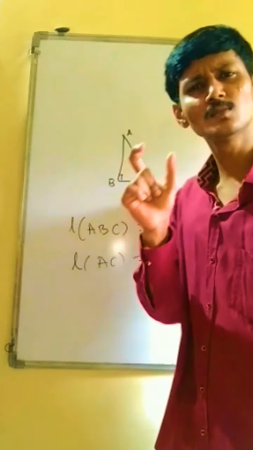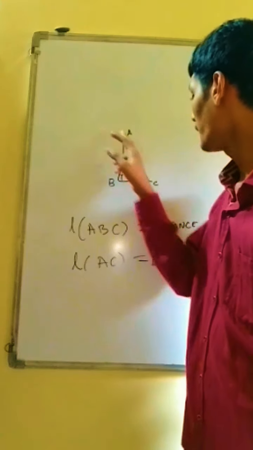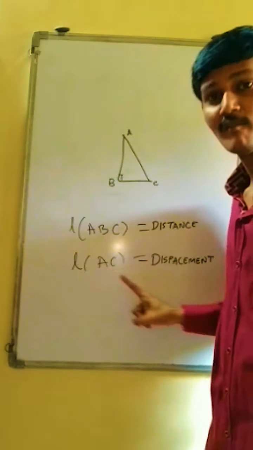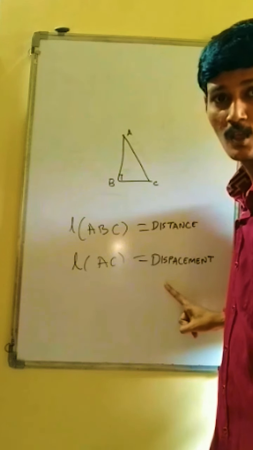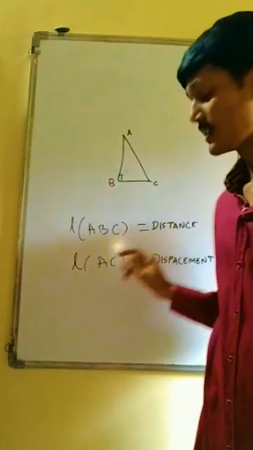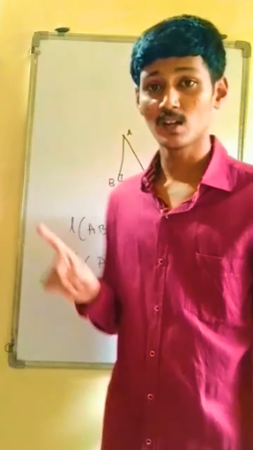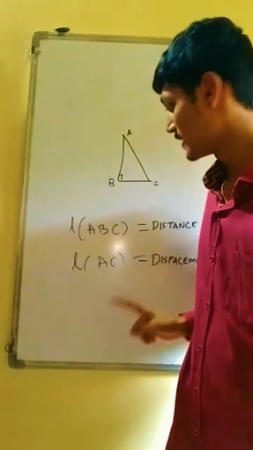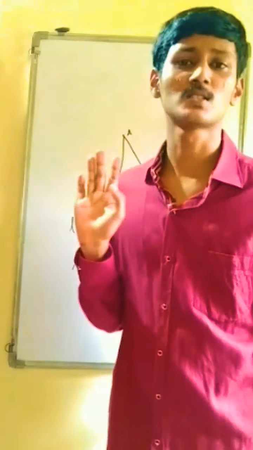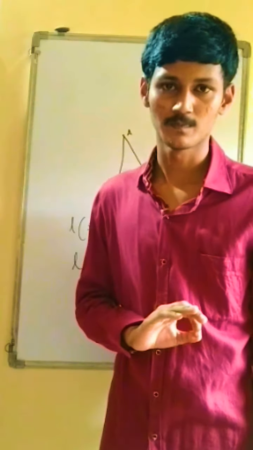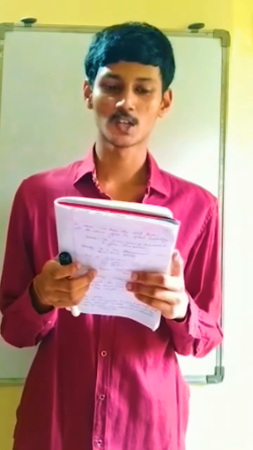But if I take a smaller minimum path, that is from A to C, that path length AC will be termed as displacement. So if we talk in terms of definitions, distance is the total length traveled from the starting point to the ending point, while displacement can be defined as the minimum distance between the starting point and the ending point.